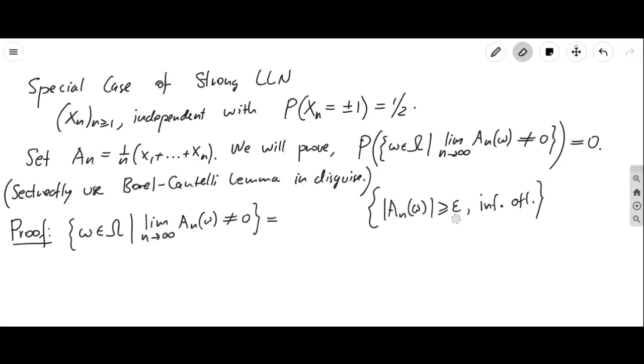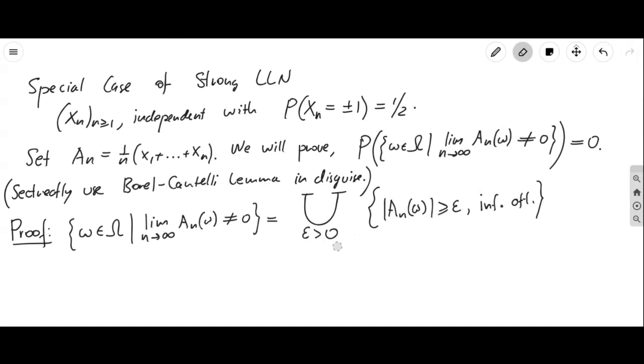But of course, this is just for a single epsilon. If something does not converge to 0, then that means there exists an epsilon. So if you have a sample point so that the sequence does not converge to 0, that means it has to satisfy this condition for some epsilon. So you have to unionize all those epsilons. So then we would have to take the union of all epsilon bigger than 0. That's what we would have to write. So the set of points for which the sequence does not converge to 0 would mean that this inequality is satisfied for some epsilon. That's why we have a union, because it's for some epsilon. And this inequality has to occur infinitely often.